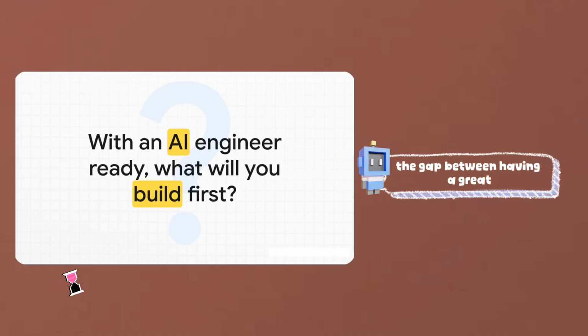The gap between having a great idea and having a trained model is shrinking way faster than anyone predicted. Tools like ml-intern are essentially handing you the capabilities of an entire engineering team accessible directly from your terminal. The friction of the machine learning lifecycle has been massively reduced. So I'll leave you with this final thought. With an autonomous AI engineer waiting for your instructions right now, what will you build first?